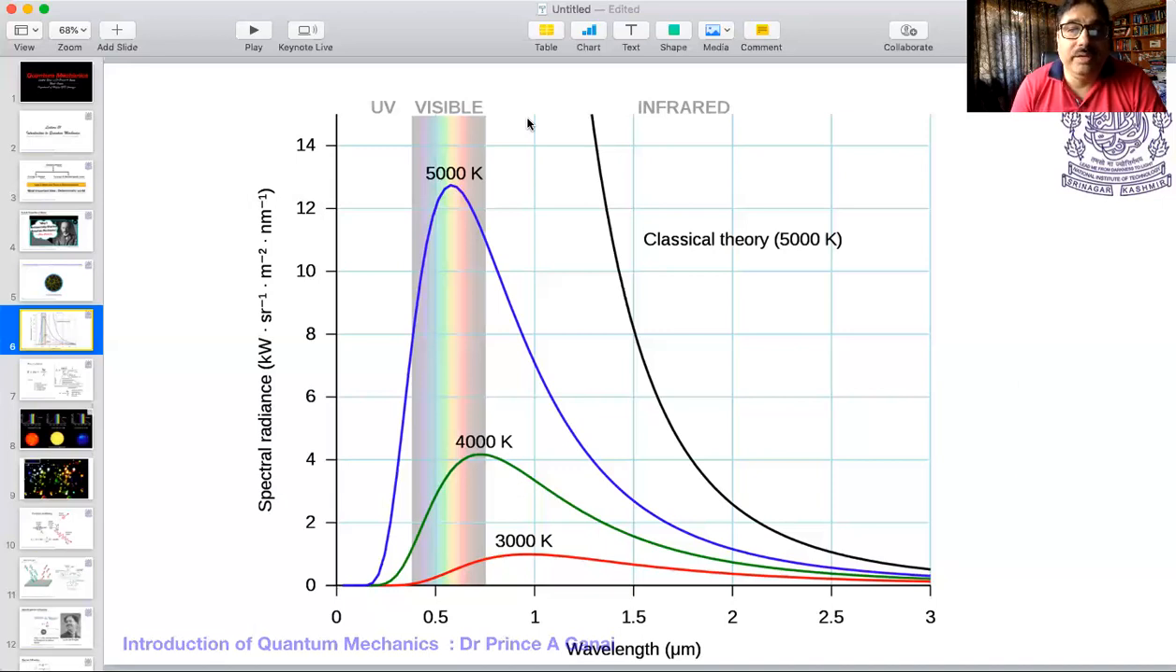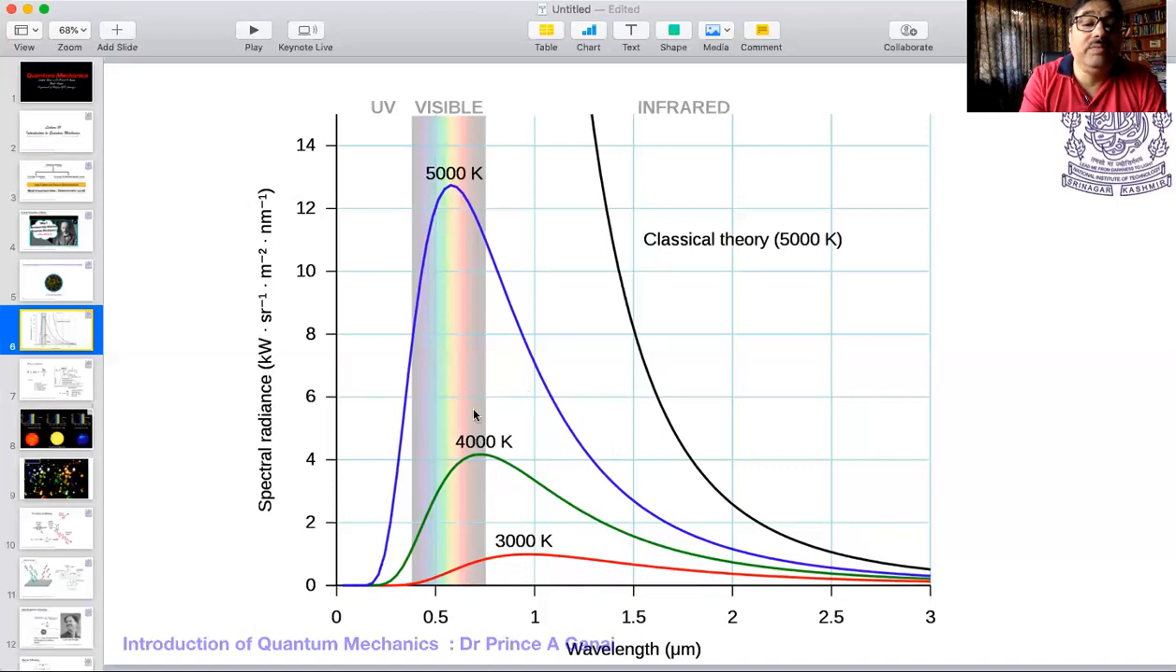Depending on the temperature, a different kind of radiation would be maximum. So experiment and theory were not agreeing with each other. According to classical theory, this black line is what we get. But according to the experimental finding, these curves were found, these blue, red, and other colored curves.